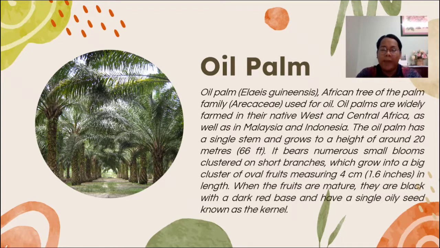When the fruits are matured, they are black with a dark red base and have a single oily seed known as the kernel. In addition, palm oil is extracted from the fruits and used to make soap, cosmetics, and biofuel, as well as to process tin plate and cold iron plates. Finally, oil palm is a major crop in Malaysia.